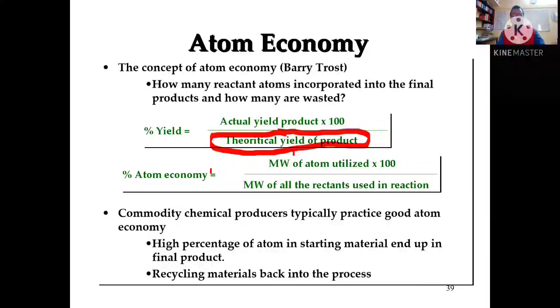But now the efficiency of a reaction is measured in terms of percentage of atom economy, which is the molecular weight of the product divided by the molecular weight of all reactants multiplied by 100. So a higher percentage of atoms in the starting material end up in the final product, recycling material back into the process.